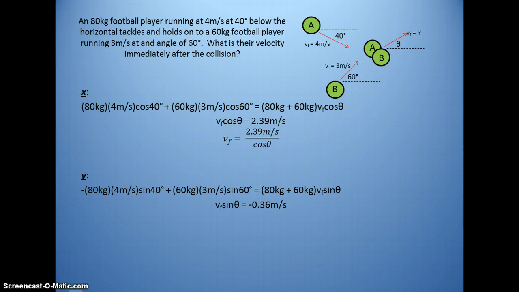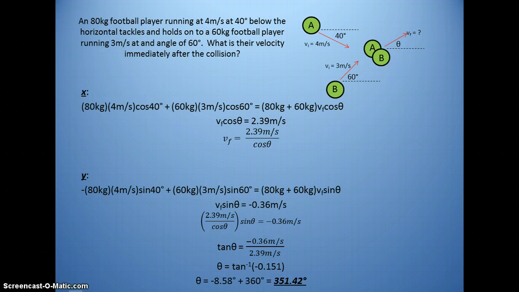and as you can see above, I isolated VF to get 2.39 meters per second over cosine theta, which we can then substitute in to the y. This was the suggestion in the previous video when solving for angle. Substitute from the x to the y. This way you are left with sine over cosine, which you already know is tangent. And here we are left with inverse tan of a negative number, and that's okay. You'll get a negative angle, negative 8.58 degrees.